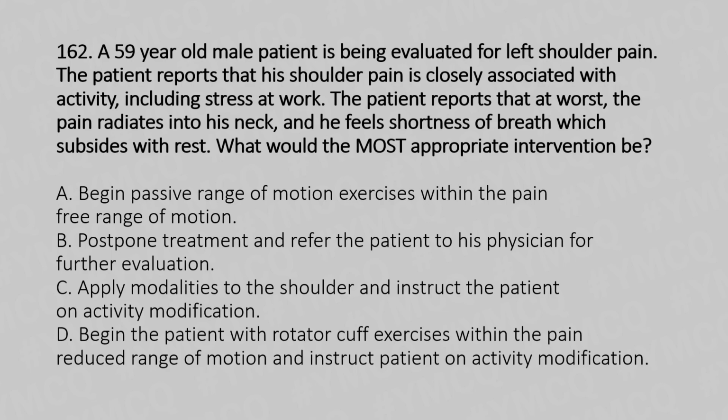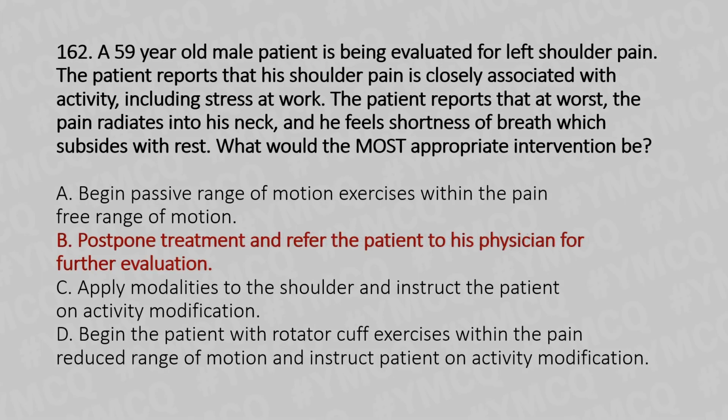Option A, begin passive range of motion exercise within the pain-free range of motion. Option B, postpone treatment and refer the patient to his physician for further evaluation. Option C, apply modalities to the shoulder and instruct the patient on activity modification. Option D, begin the patient with rotator cuff exercises within the pain-reduced range of motion and instruct the patient on activity modification. And the answer is option B, postpone the treatment and refer the patient to his physician for further evaluation.